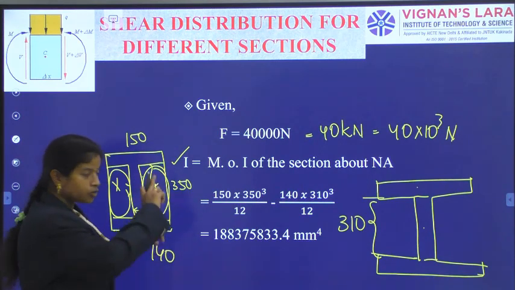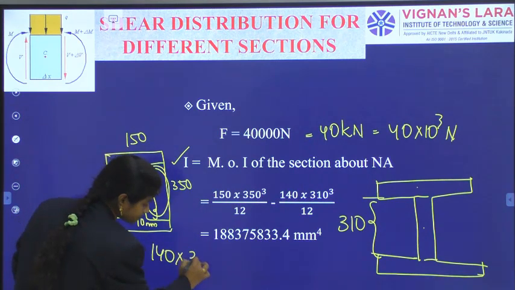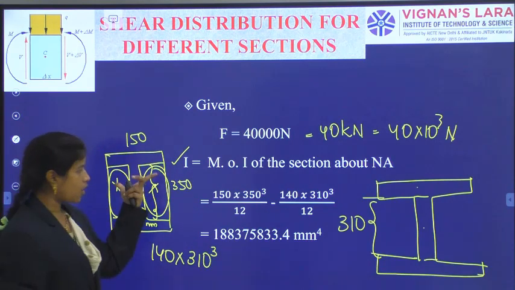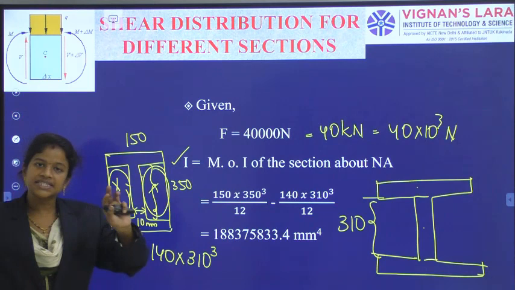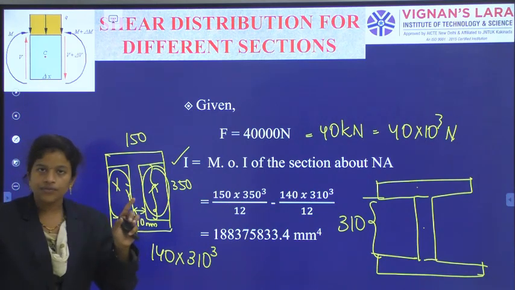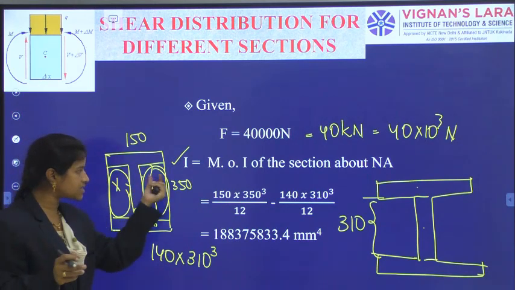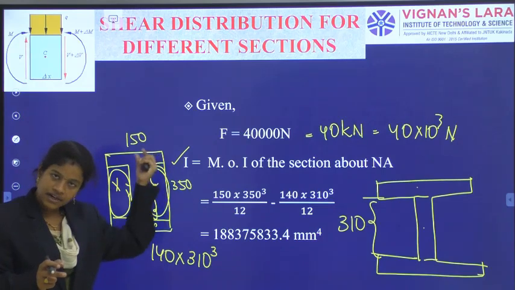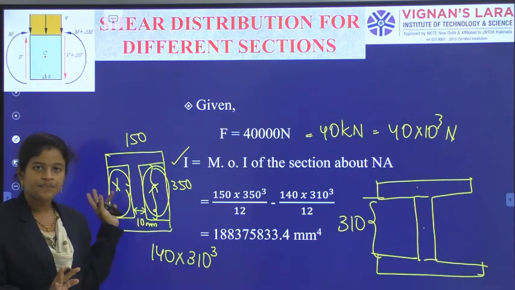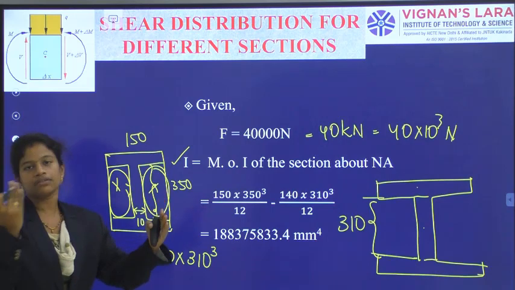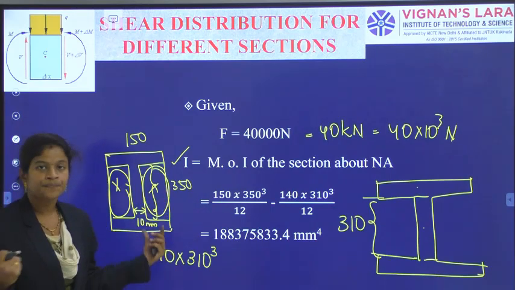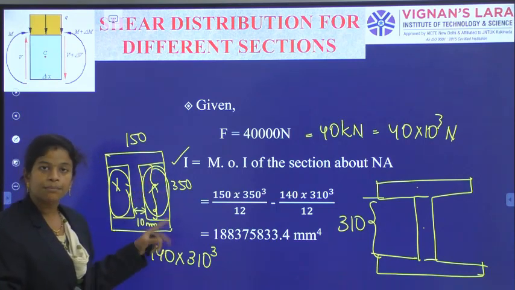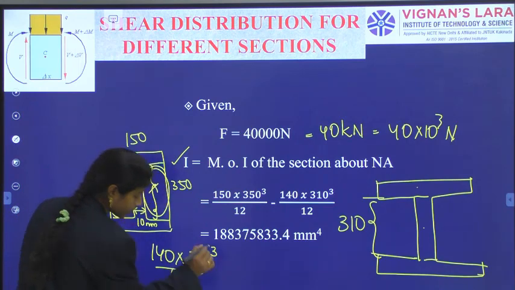So, the removing portion's depth is 310. Out of 150, 10 is still there. Even though it is half this side, wherever the location, that vertical 10 is there as it is. So, the remaining 140 width we have taken out. That 140 is the width of the moment of inertia I am taking out and 310 is the depth of the material I am taking out. So, 140 into 310 cube divided by 12.